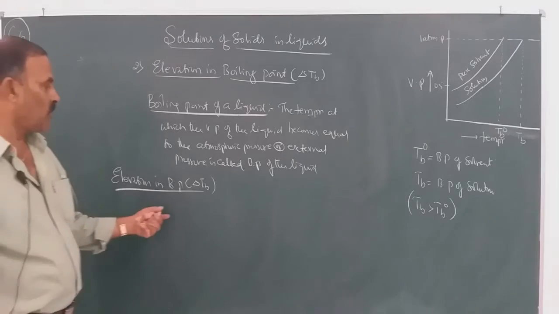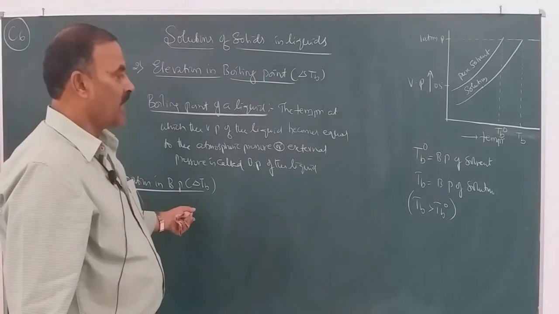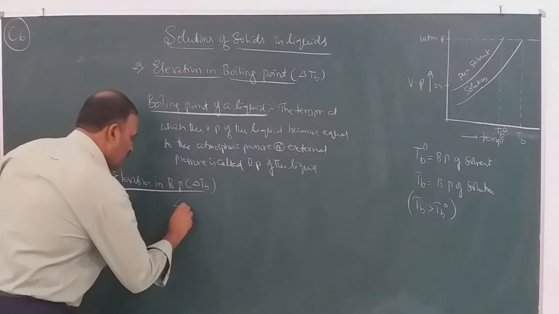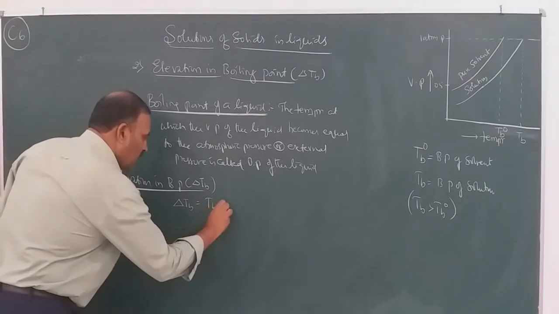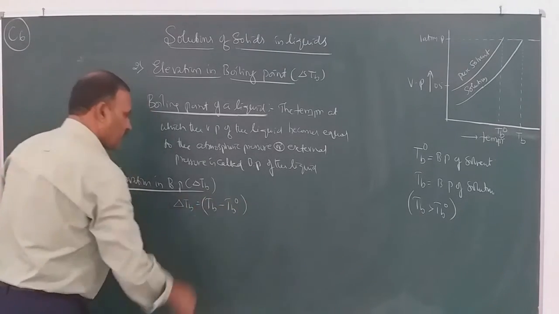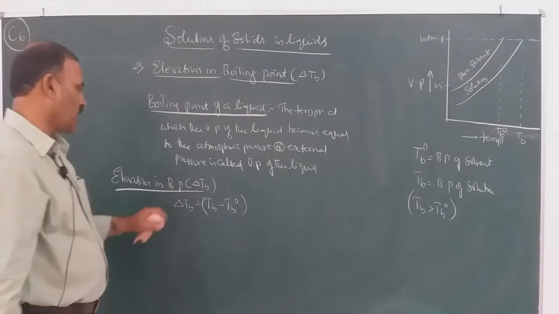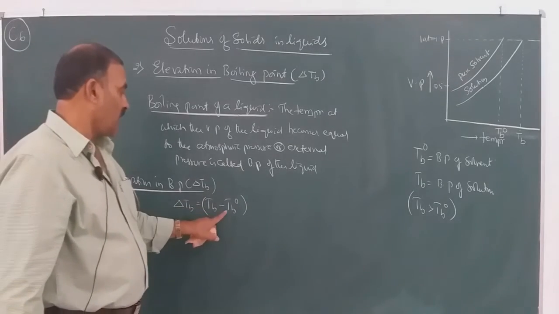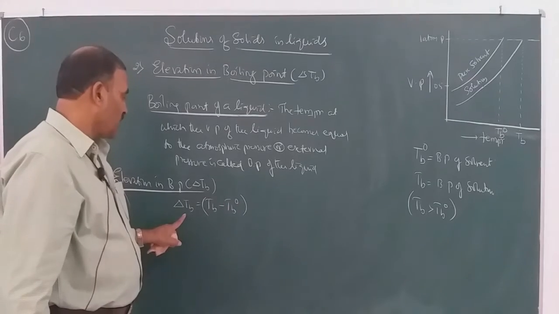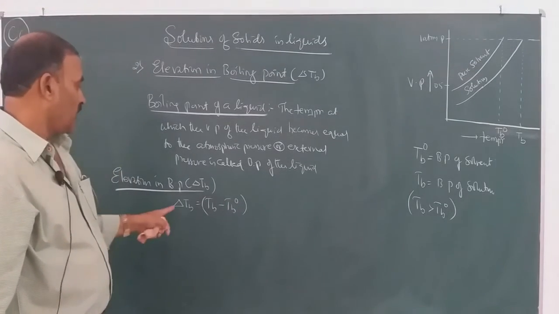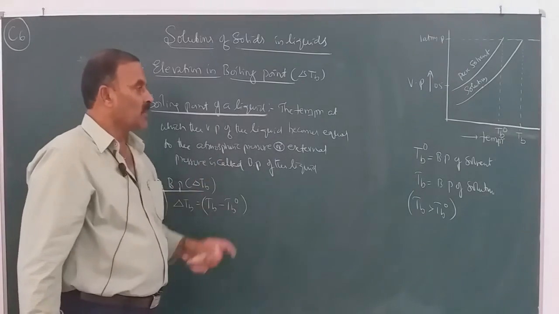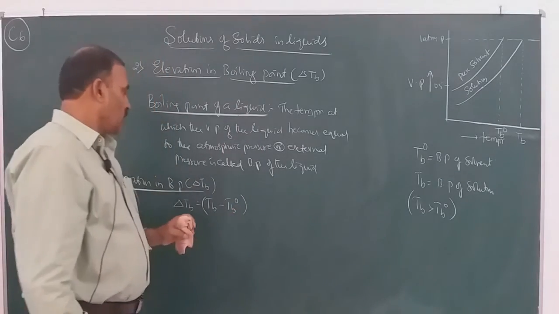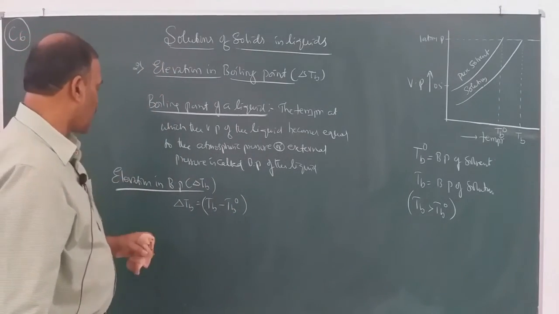The difference between the boiling point of solution and the boiling point of solvent is known as elevation in boiling point. That is, delta TB is equal to TB minus TB naught. So the difference between the boiling point of the solution and that of the solvent is known as elevation in boiling point. Elevation in boiling point depends upon the number of solute particles added into the solution. Therefore, it is a colligative property.